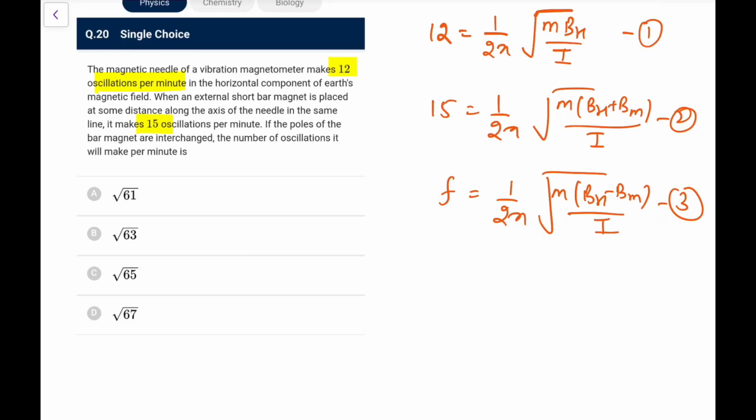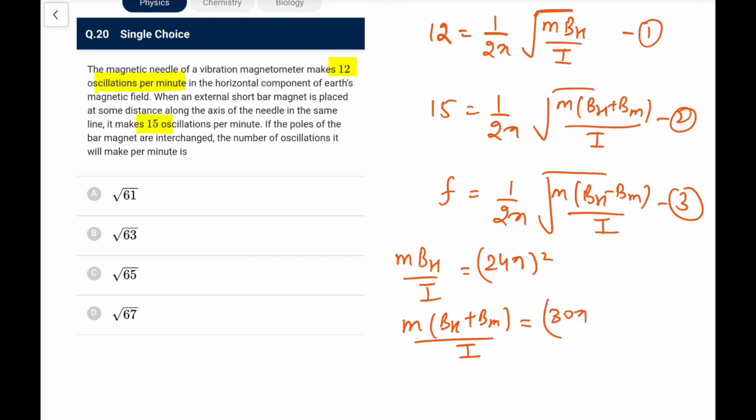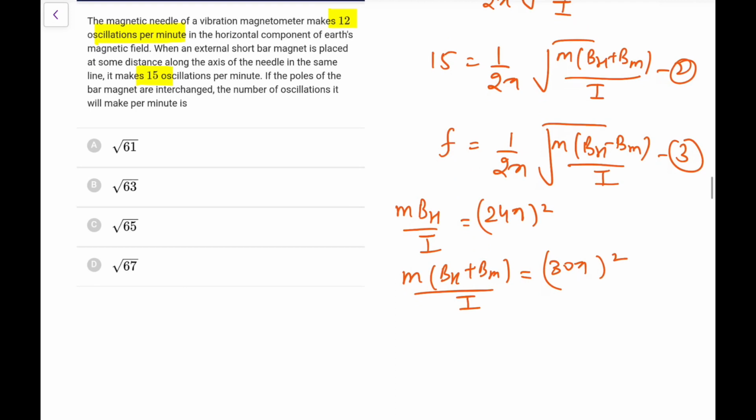Now how are you going to simplify this? First of all, from the first equation I can write the value of mBH by I as (24 pi) whole square, and similarly m(BH + Bm) by I I can write as (30 pi) whole square. Okay, so this is what we have got till now.